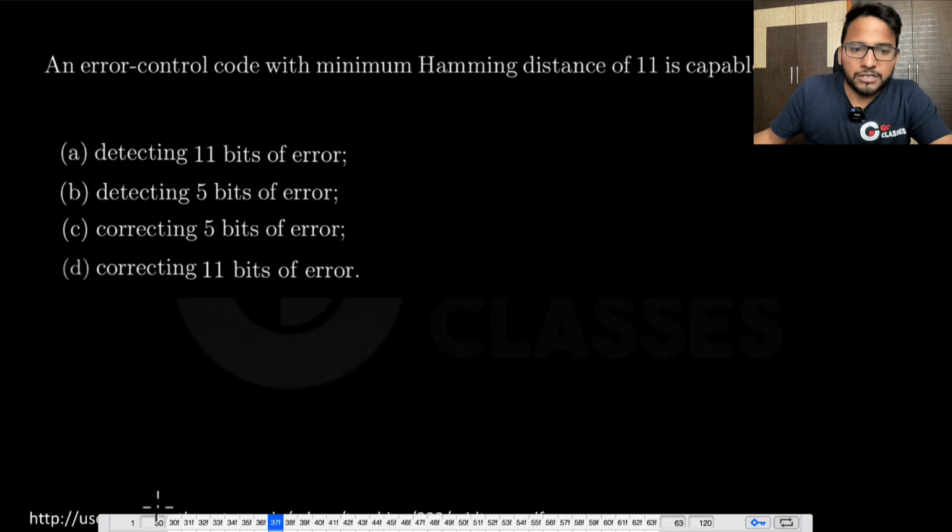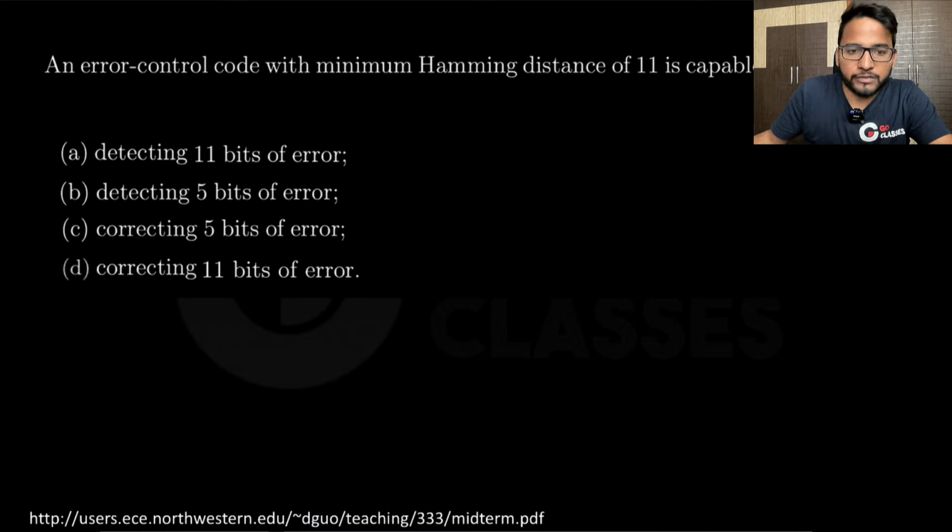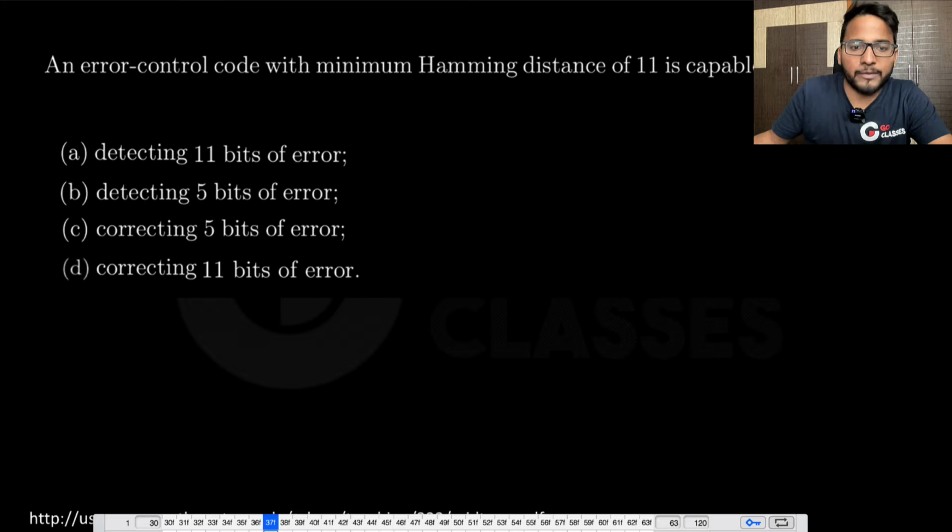Now let's see this question. This question I have taken from one of the universities, and this is one MSQ question. So let's just see what should be the answer. What they are saying, an error control code with a minimum Hamming distance of 11 is capable of, if the minimum Hamming distance is 11, then you can detect up to 10 bits of error, right? So detecting of 11 bits of error is not possible, but detecting of 5 bits of error is definitely possible.